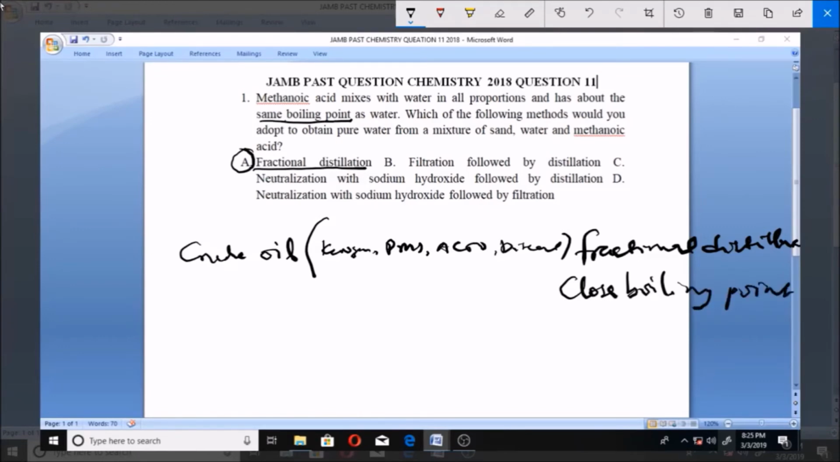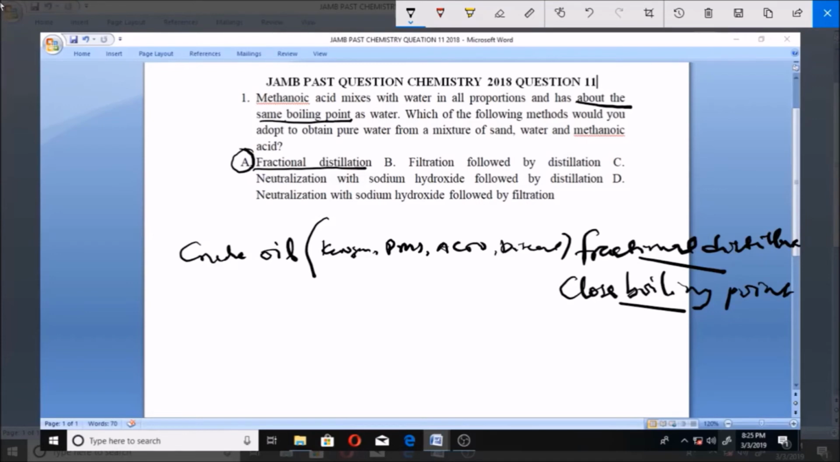And in this case, you're having something that is having about the same boiling point, not actually the same, about the same. It's hard for you to have two substances of the same boiling point. So if they are about the same, that means they have close boiling points. Then the best option is fractional distillation.